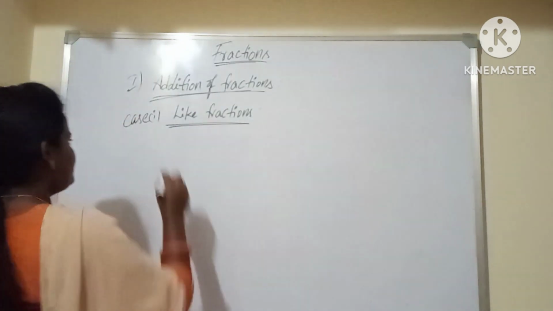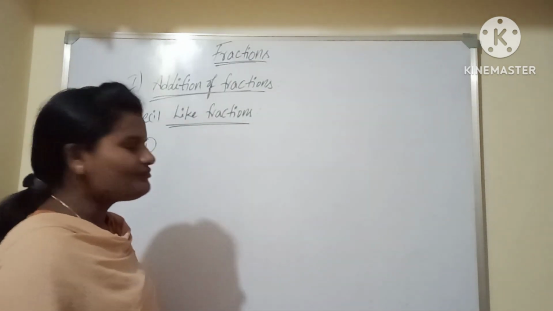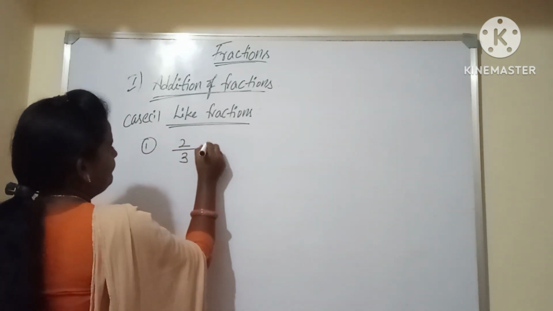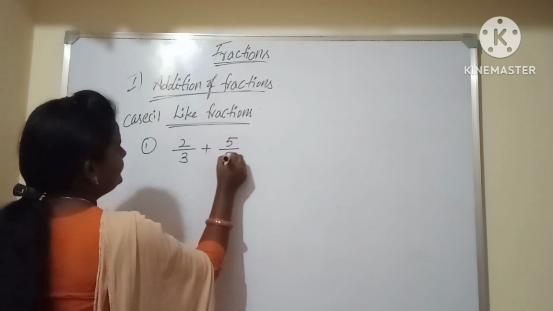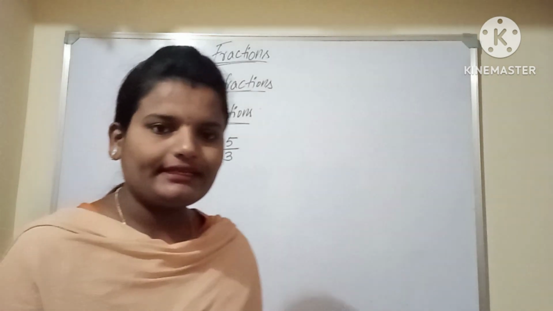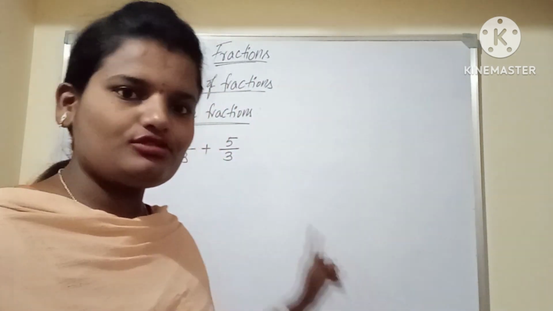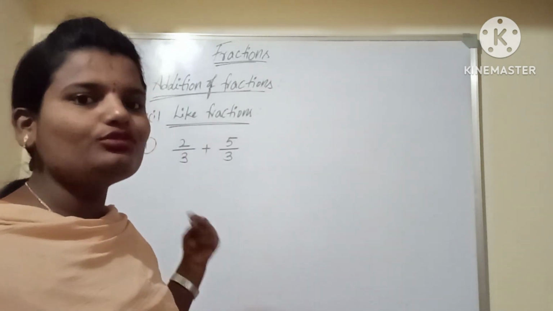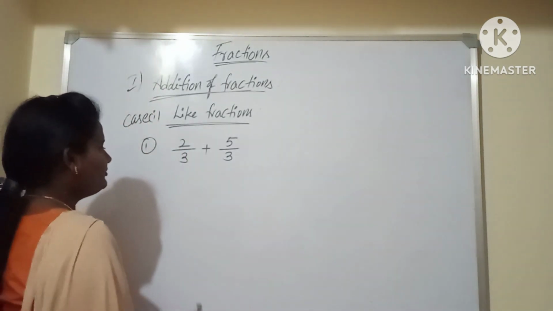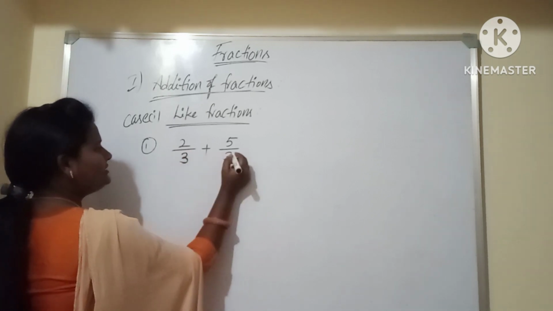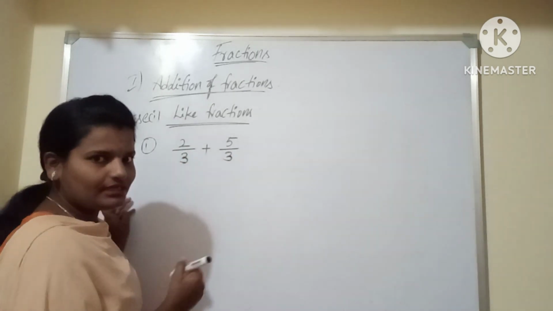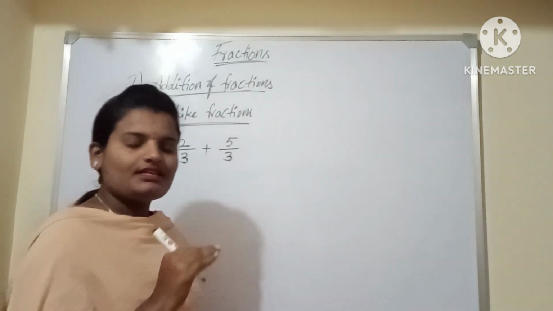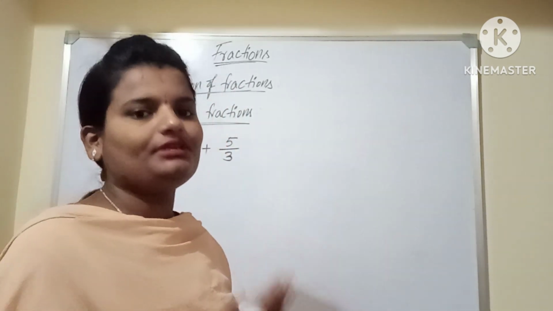Here, suppose the first example I'm taking is 2 by 3 plus 5 by 3. I have taken two fractions, and those are also like fractions, right? 2 by 3, 5 by 3. I should add these two. How to add, we will see. If you observe, both denominators are the same, so we call those like fractions. Already we know that. Adding like fractions is very easy.